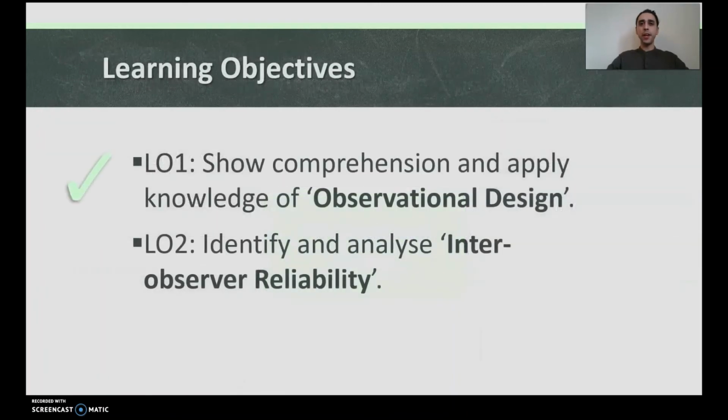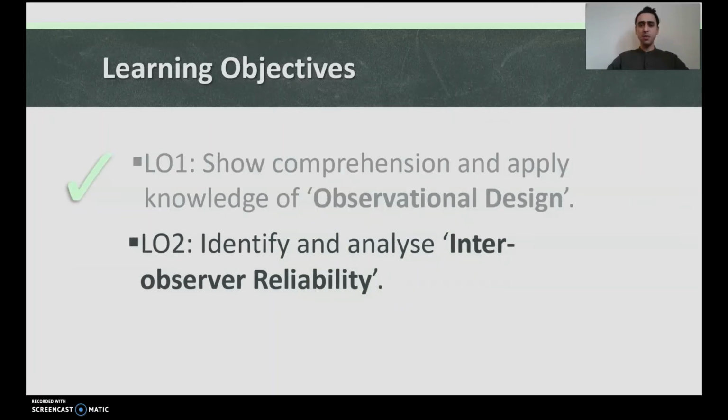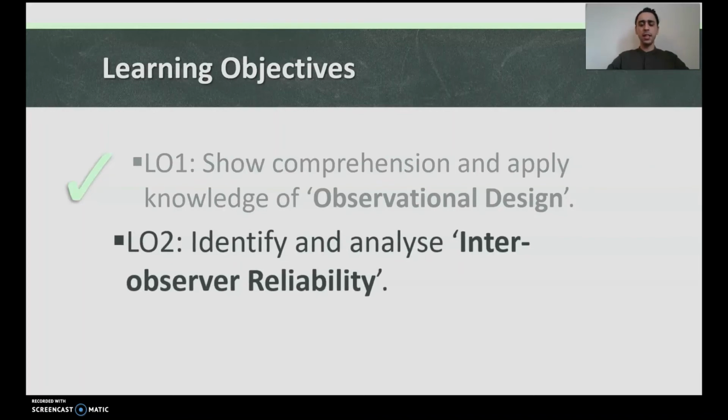Okay, so that was observational design. Learning objective 2 is we're going to identify and analyze inter-observer reliability. What is this inter-observer reliability, I hear you ask?